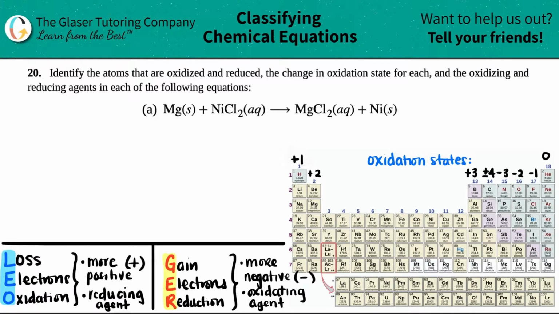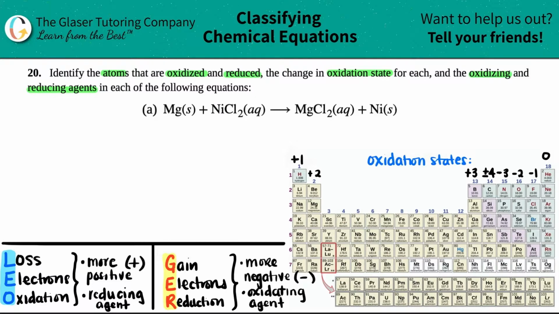20. Identify the atoms that are oxidized and reduced, the change in oxidation state for each, and the oxidizing and reducing agents in each of the following equations. And then we have the first equation out of the bunch. We have magnesium solid plus NiCl2 aqueous will yield magnesium chloride, MgCl2, plus nickel solid.